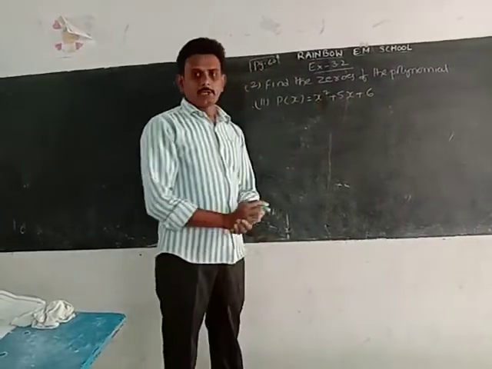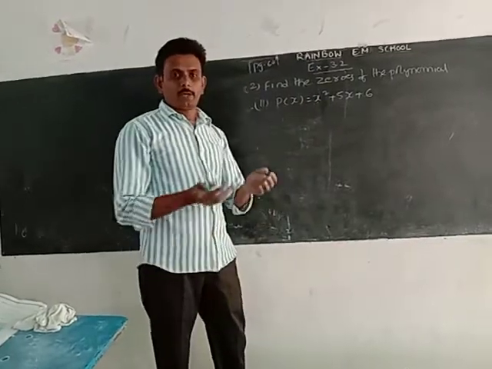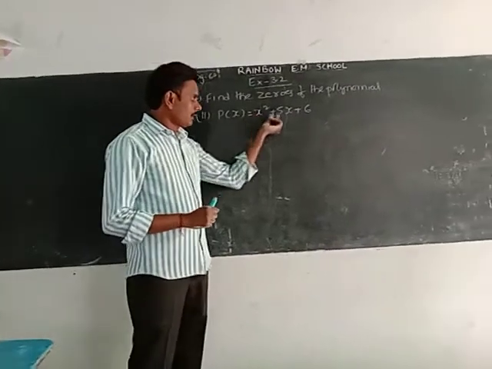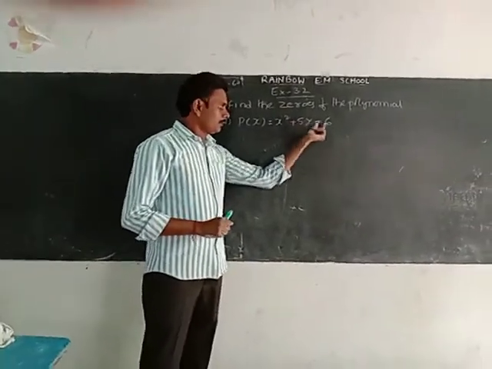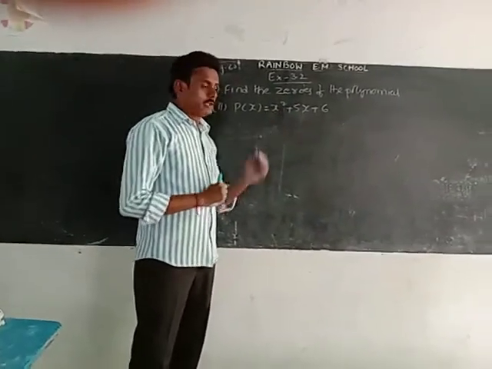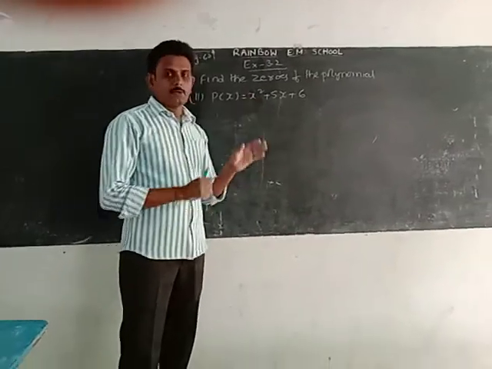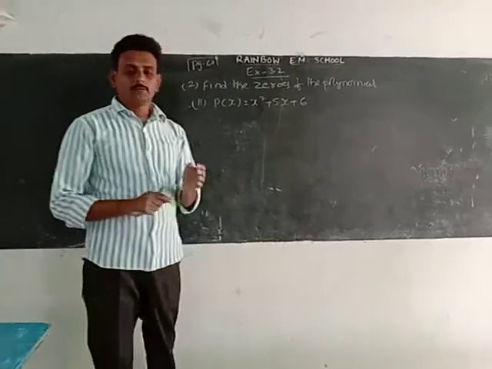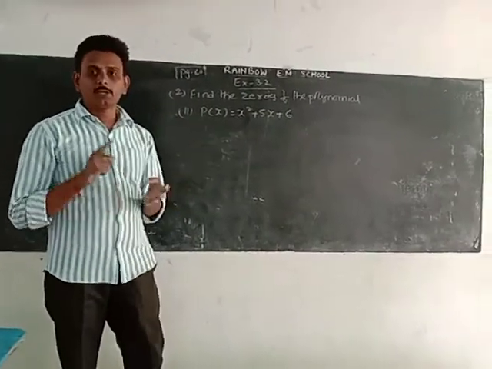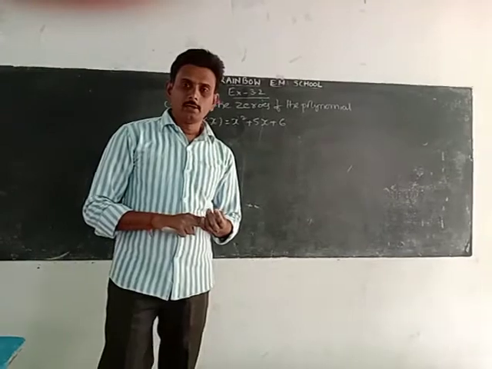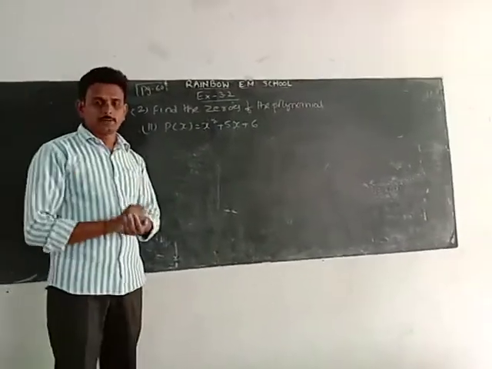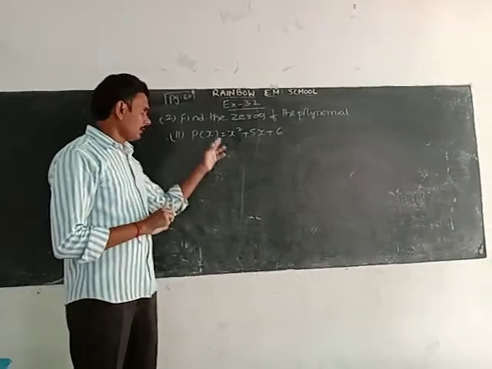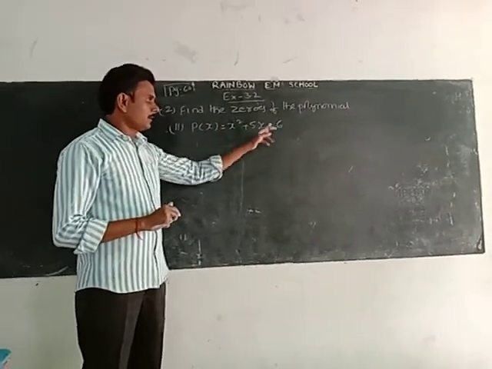Okay, how many terms are there? Up to now we found the zeros of a monomial and a binomial. But here a trinomial is given. 1, 2, 3 terms are there. Whenever 3 terms are given, first check whether it is a quadratic polynomial or not. The degree of the polynomial is 2 only. Whenever a polynomial has degree 2 and 3 terms, then we have to factorize it, resolve it into a product of binomials.